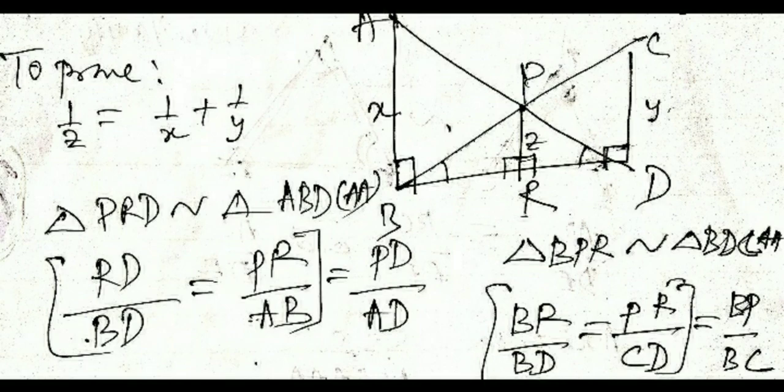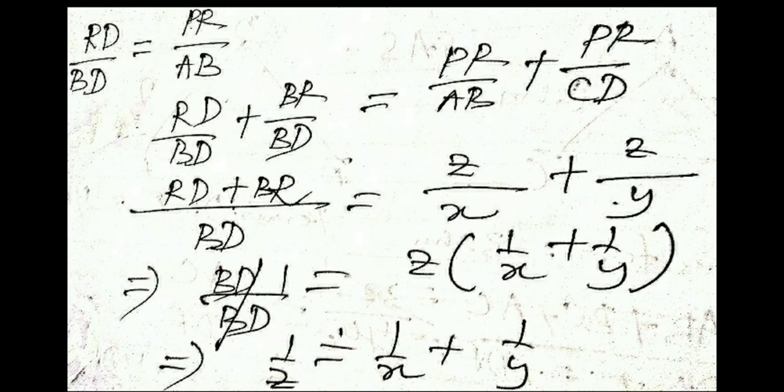Which ones to add? BR by BD plus DR by BD. When you add this, what will you find? BD will be the LCM. So BR plus DR by BD. BR plus DR is equal to the whole line, that is BD. So it becomes BD by BD. That is why it is taken like that. DR by BD is added to BR by BD, so you will find on the other side PR by AB plus PR by CD.